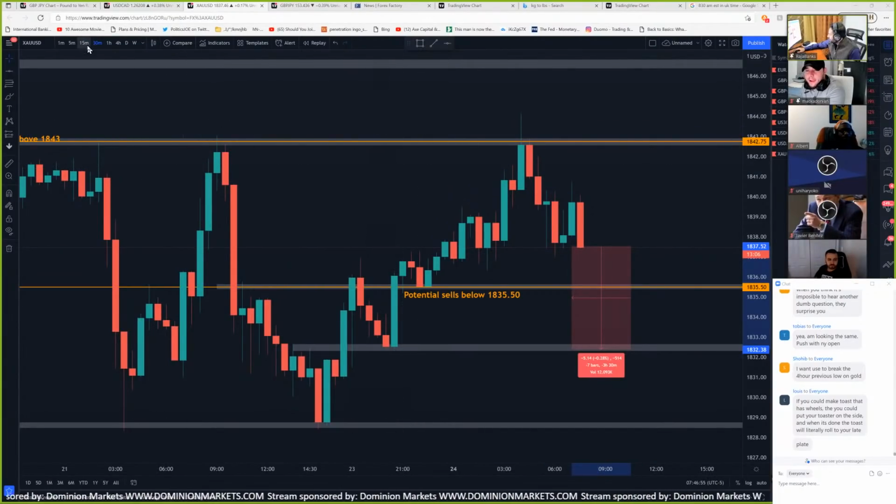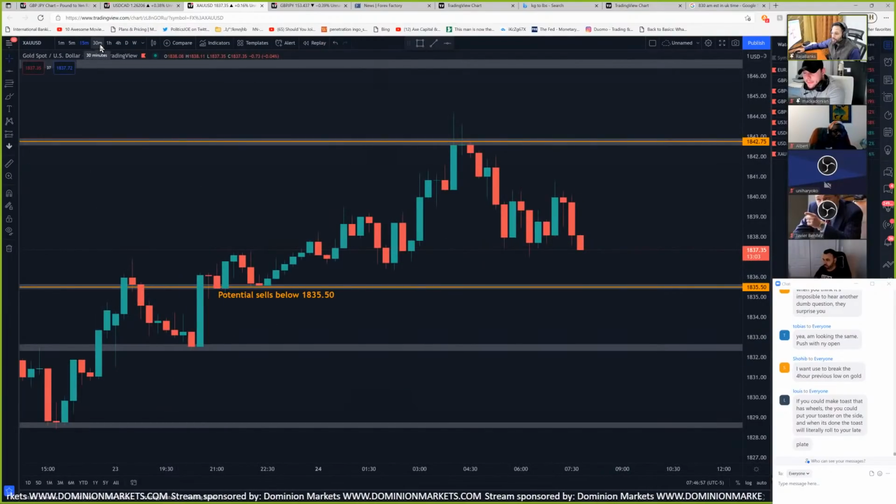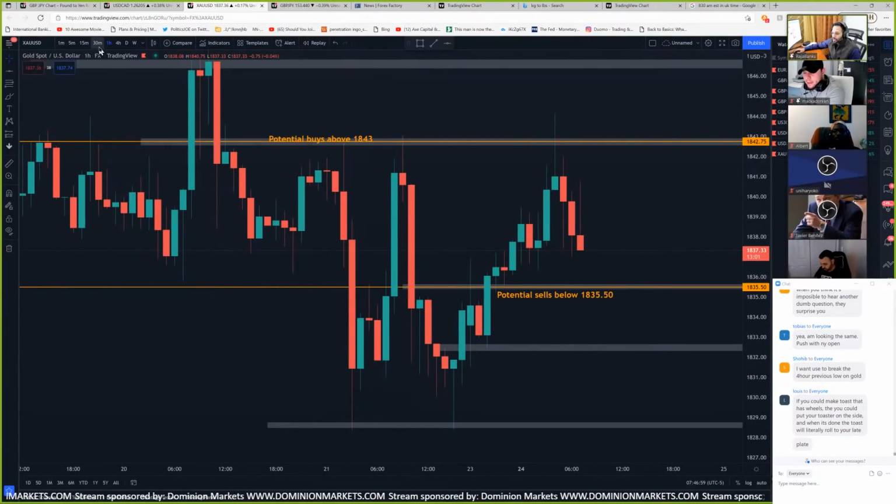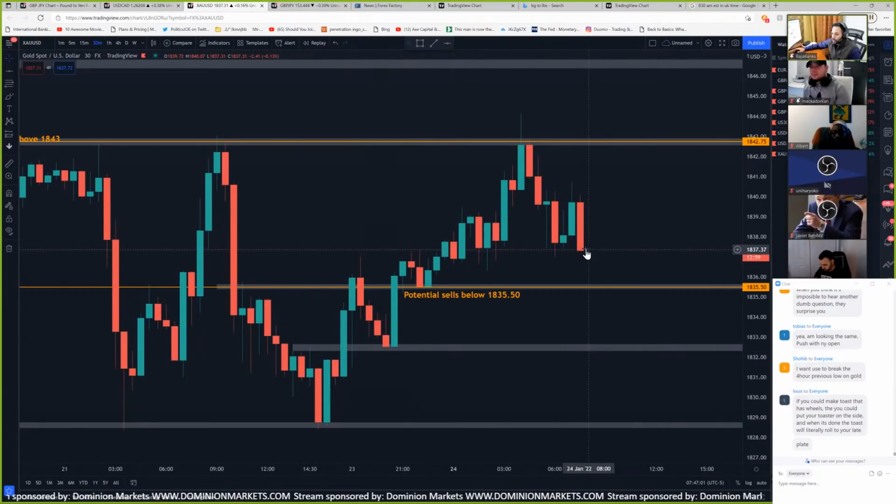All right. This is the new 15-minute candle starting on gold. I either want a candle to close at this point or break below this area. If it breaks below this area, we're going to be looking to enter a sell here on gold.